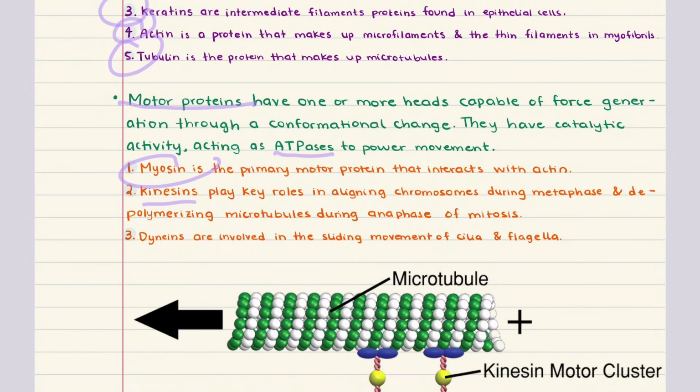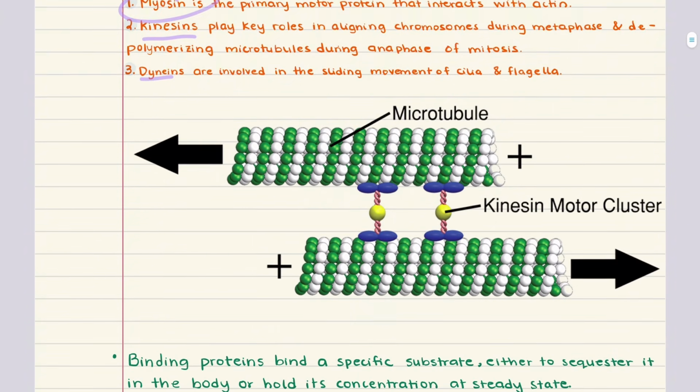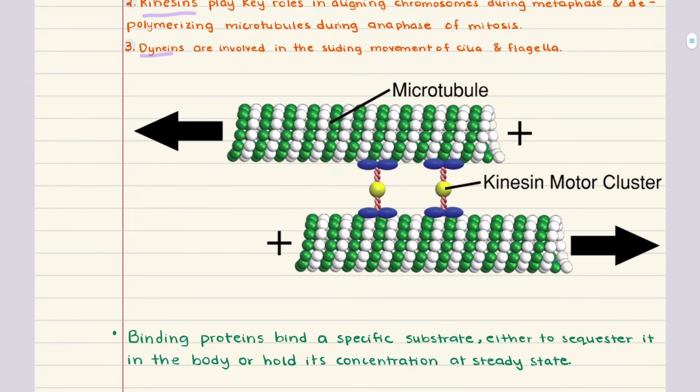So in other words, they help move chromosomes during cell division, and they also transport cargo along microtubules. Then there's dyneins. These are involved in the movement of cilia and flagella, which help some cells move or sweep substances across surfaces. Each of these motor proteins has specialized roles, but they all help move things around by walking along the cytoskeleton structures that are inside the cell.